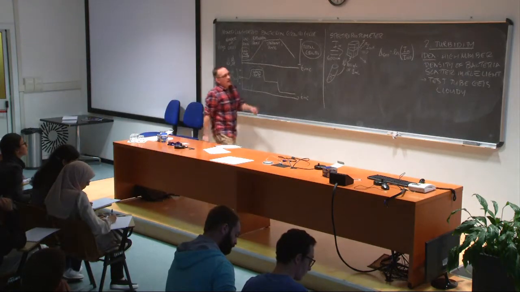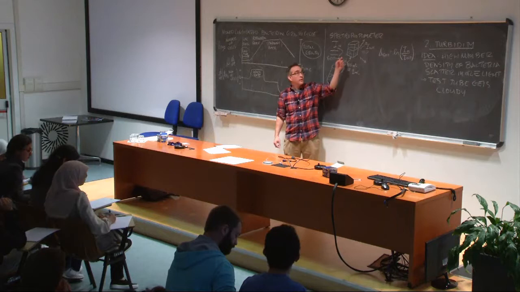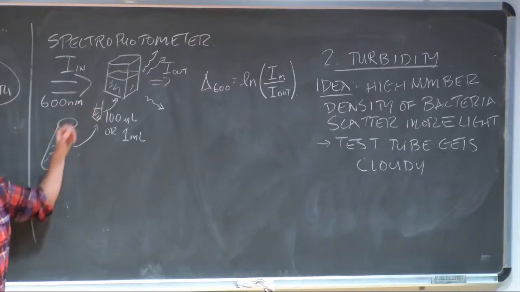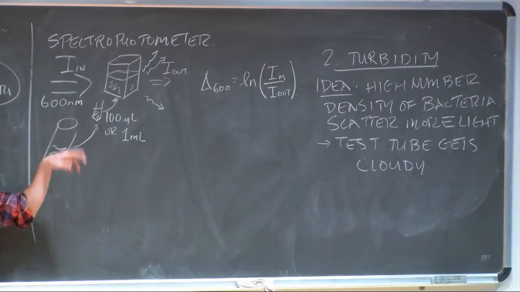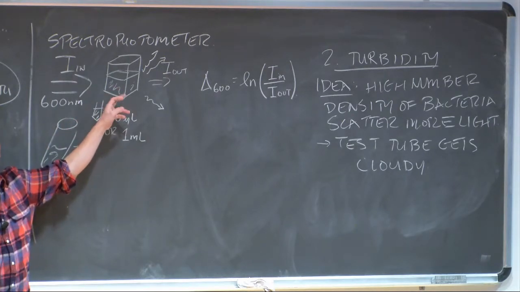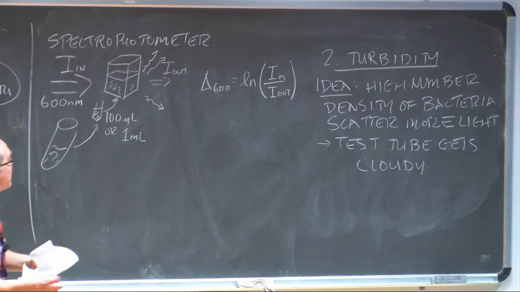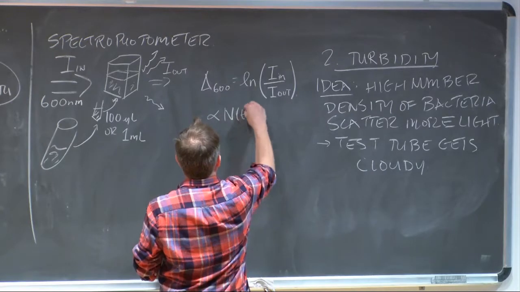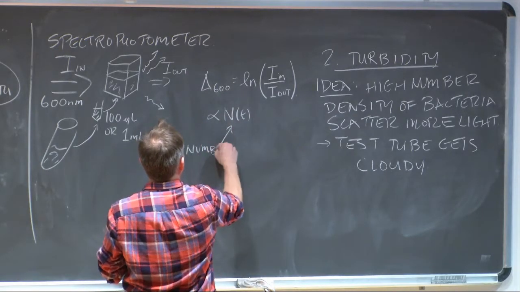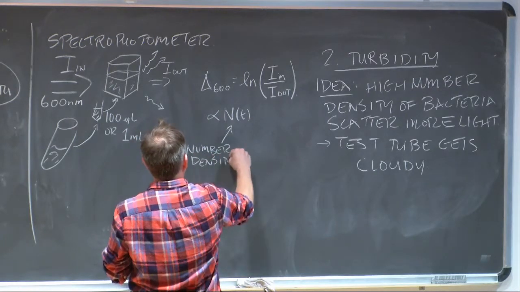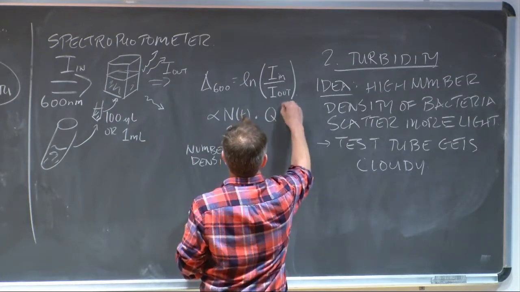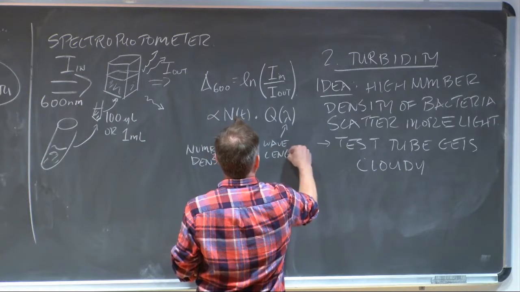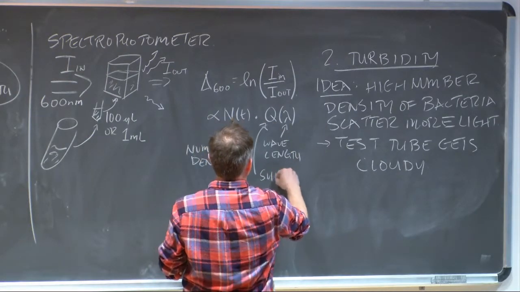All right. Now the key here is that you fix the path length so the volume that the light is passing through is always the same. So you empty this out, and then you take another sample. 10 minutes later, you empty it out, and then 10 minutes later, you get another sample. But the point is that the volume here is always fixed. And so the absorbance here is proportional to the number density, and some shape factor, which depends on the wavelength.